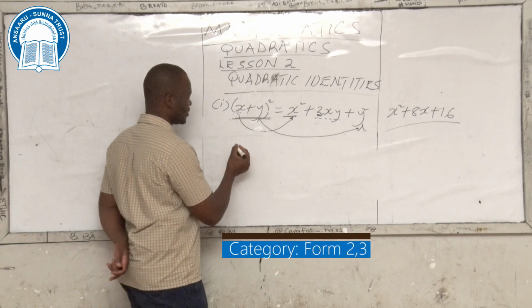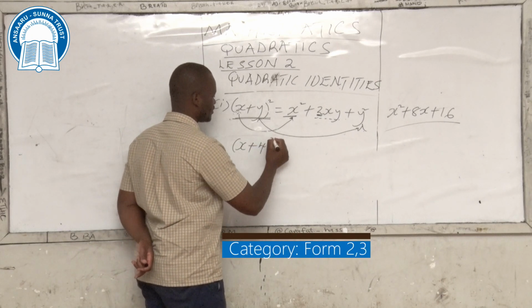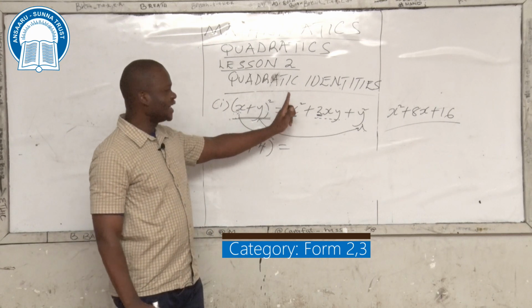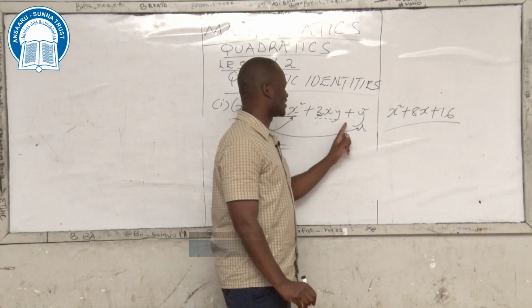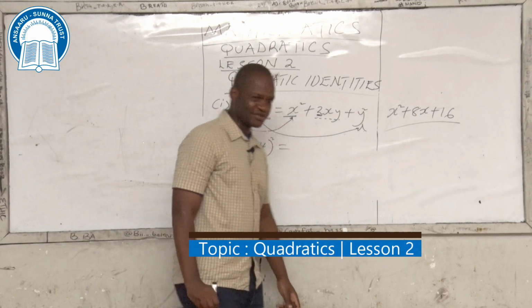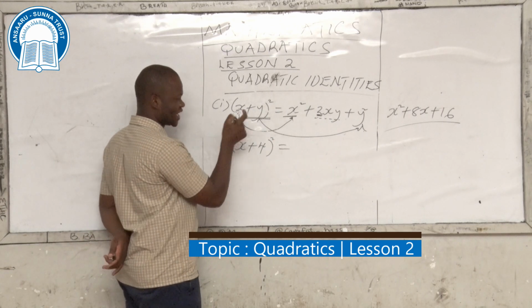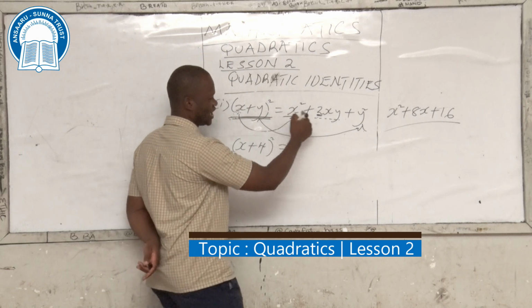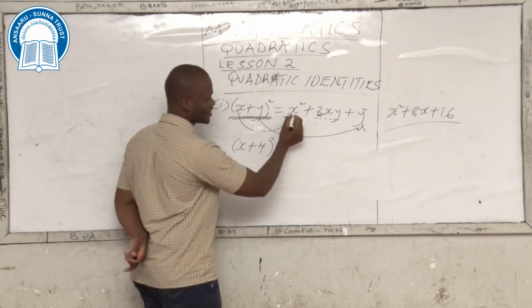So I want to achieve the same outcome using the quadratic identity. (x + y) squared is equal to x squared plus 2xy plus y squared. We are saying from this rule, an expansion of this nature will have three terms. So how do you get your first term?